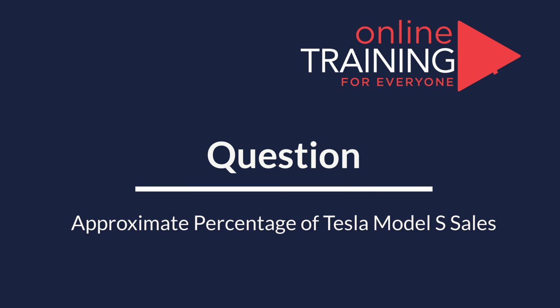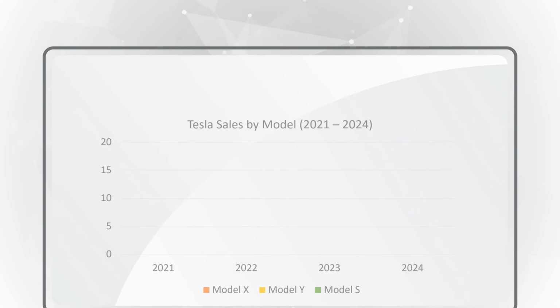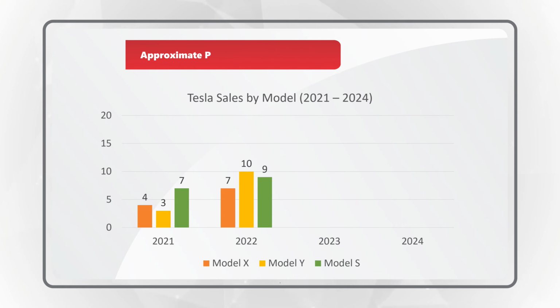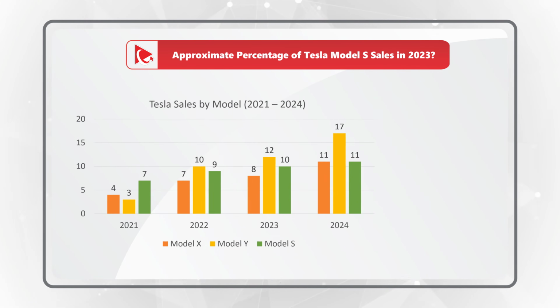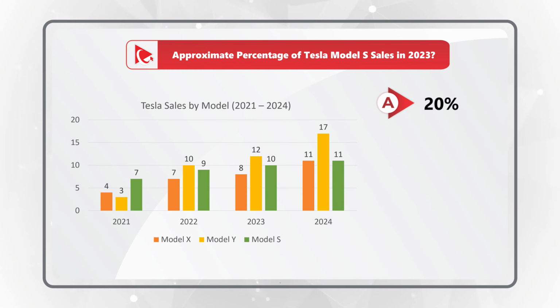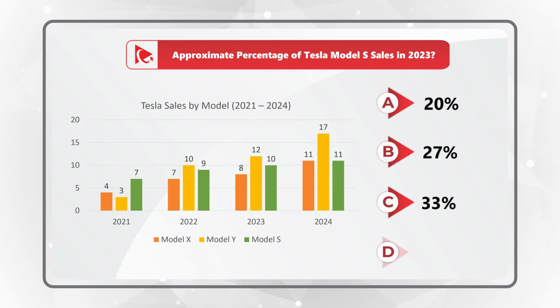And now I think is an excellent time for you to try your skills to see if you can solve the challenge. You need to determine the approximate percentage of Tesla Model S sales in 2023. You're presented with a chart that shows sales by model between the period of 2021 and 2024. And you have 4 different choices. Choice A, 20%. Choice B, 27%. Choice C, 33%. And then choice D, 40%.